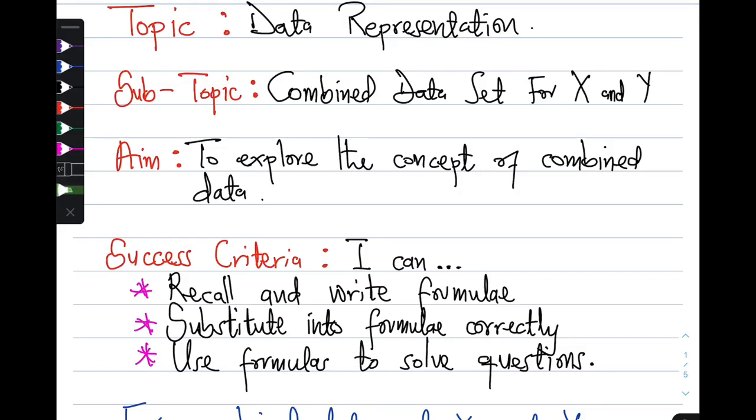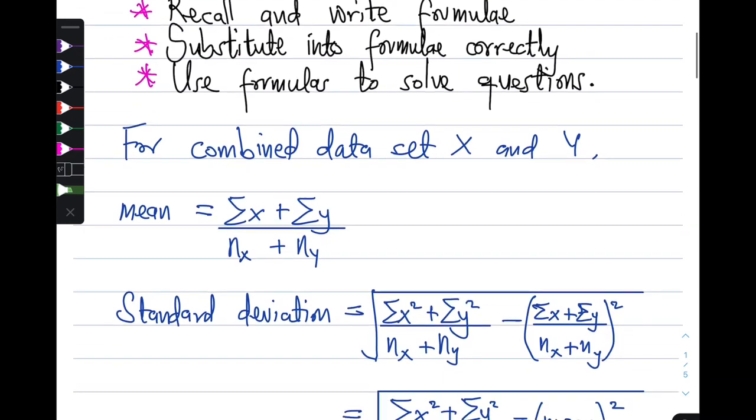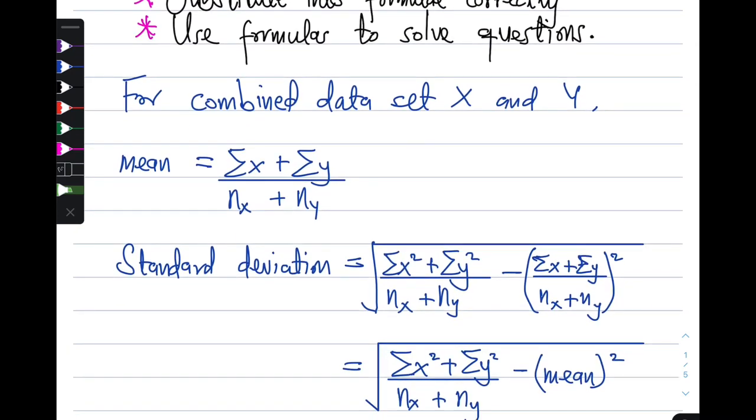So we have different formulas for combined data. They are different from when you have single data values. For combined data, you have sigma x plus sigma y, where sigma x is the total of the first observation and sigma y is the total of the second observation. Then you divide by the total number of observations for both, that is, the number of observations for the first one plus the number for the second one.